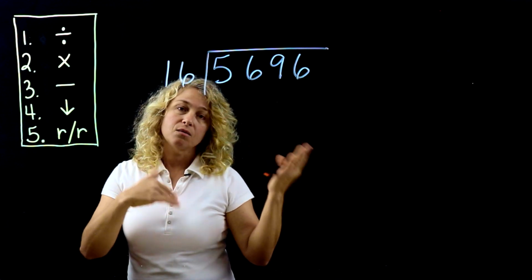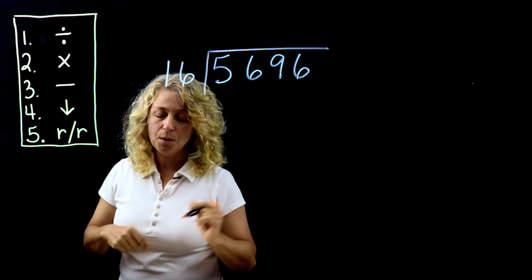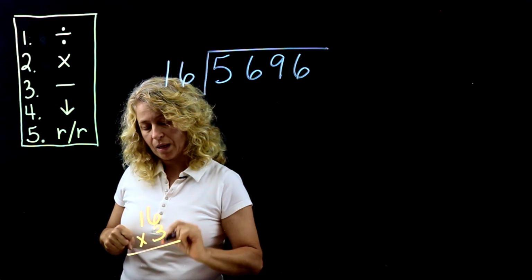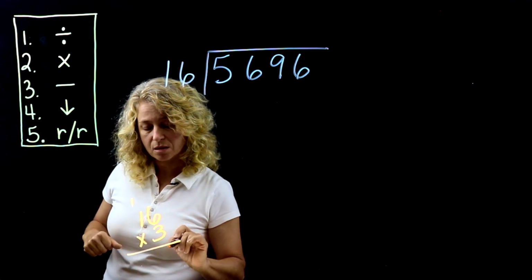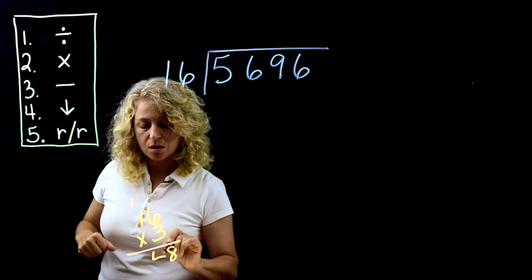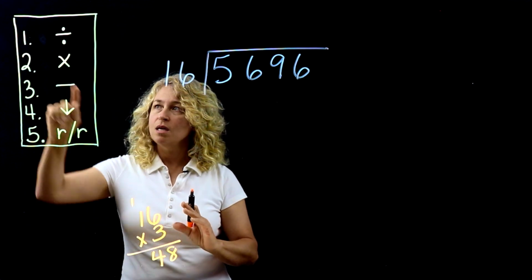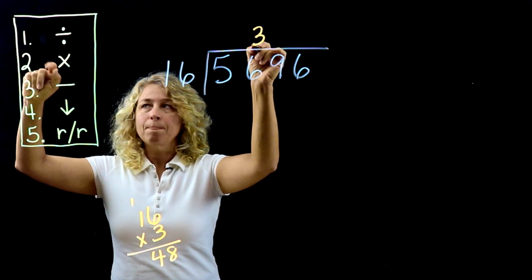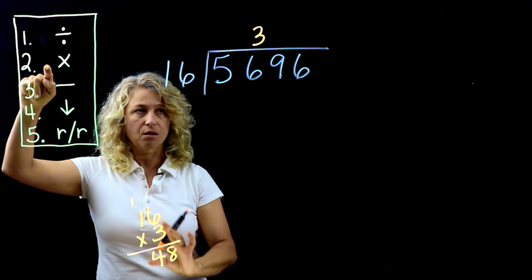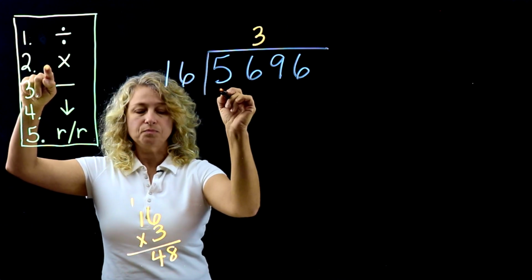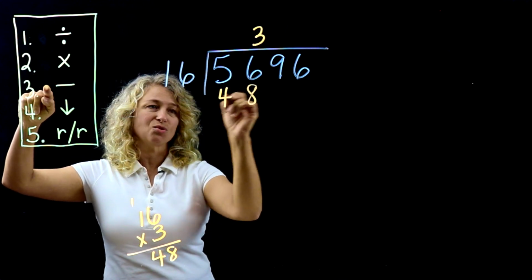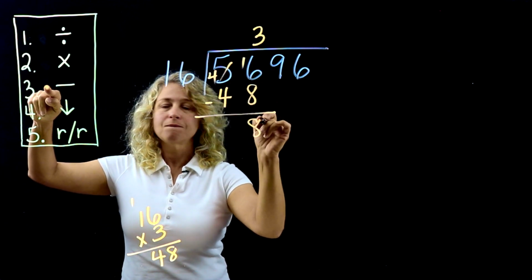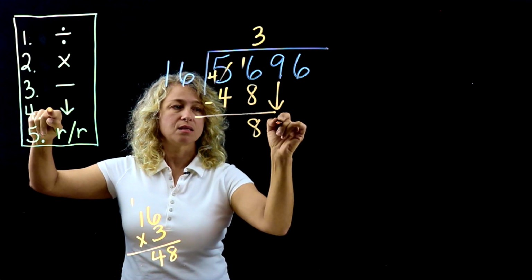Now, I'm reasonably estimating it will be more than 2, but 16 times 3, let's see what that would be. 16 times 3, 3 times 6, 18, 3 plus 1 is 4. All right, so that's perfect. So for the division, we're going to put our 3 up here. Now we're going to multiply, which we already did down here. 3 times 16 is 48. Subtract, and do your regular subtraction, and bring down the next number.